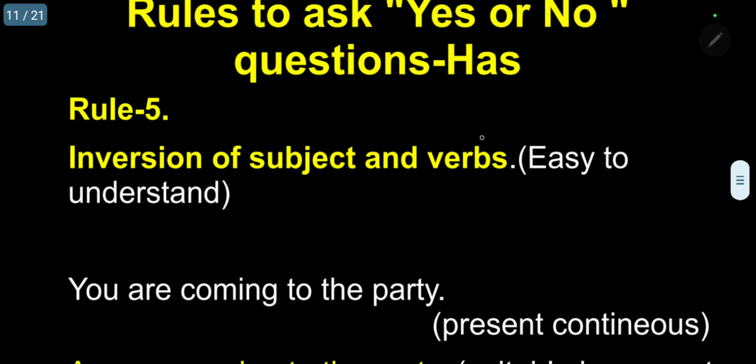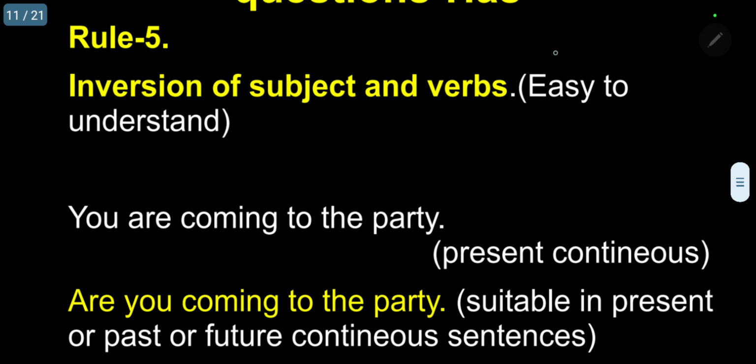Lastly, rule 5. This is very simple, we have already discussed. Inversion of subject and verb, easy to understand. So when you are raising questions or answering questions, simply interchange subject and verb, you will get the question as well as the answer. If it is for an answer, you have to additionally add yes or no, that's all.